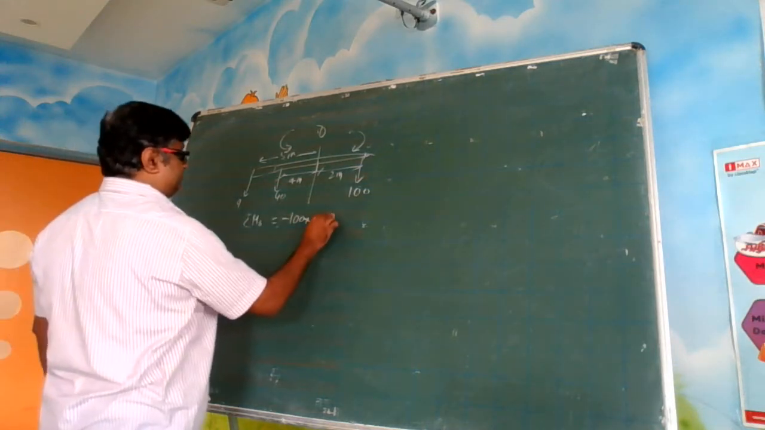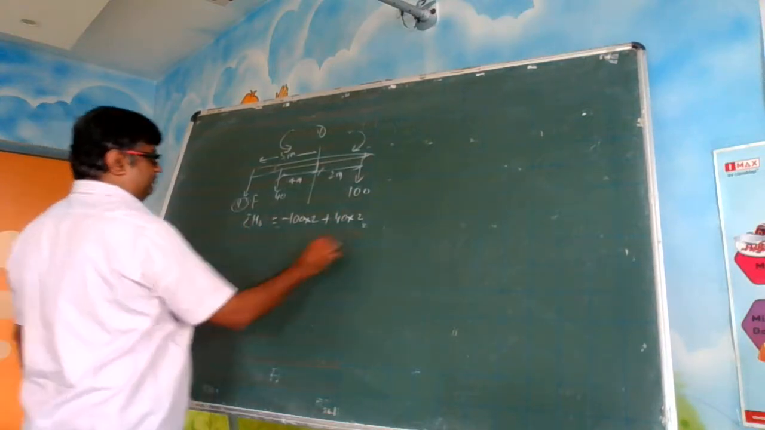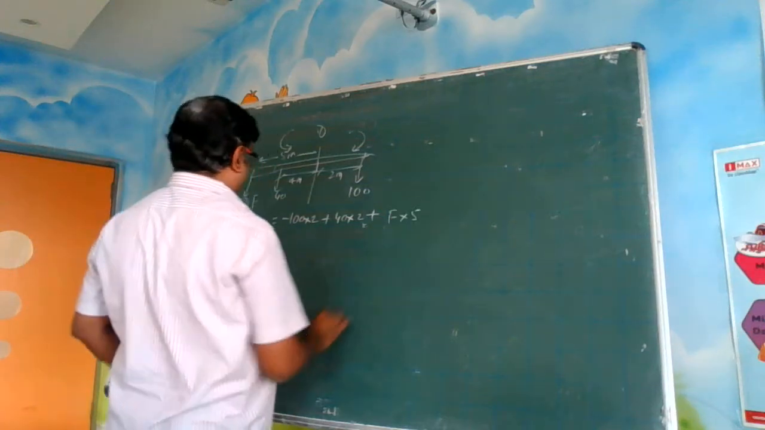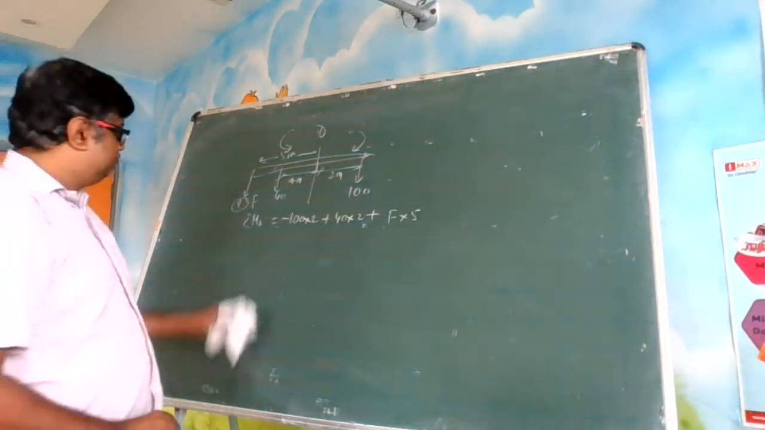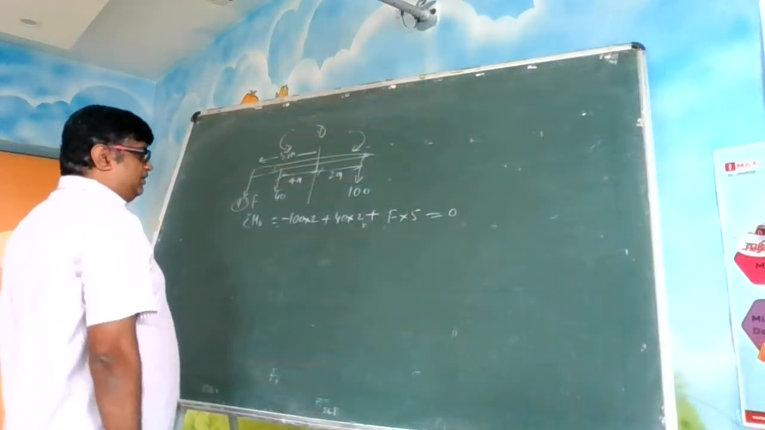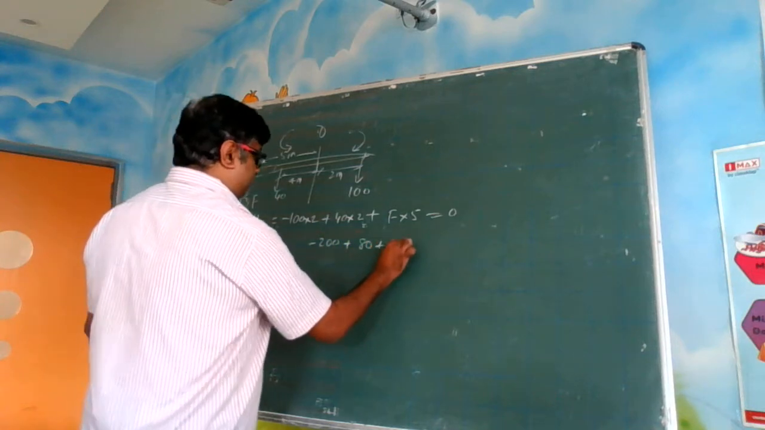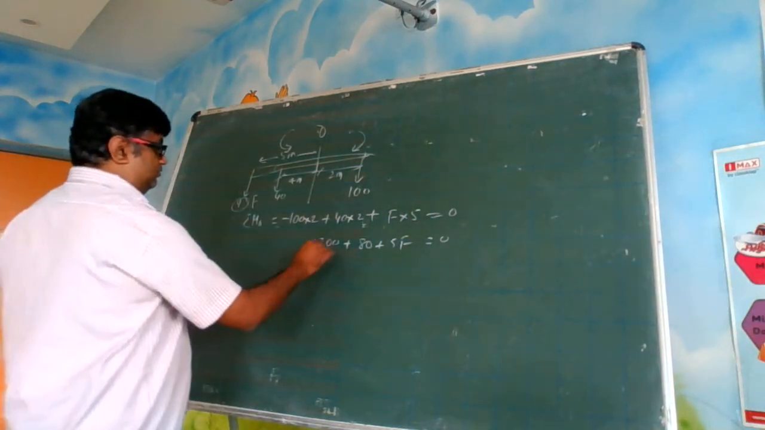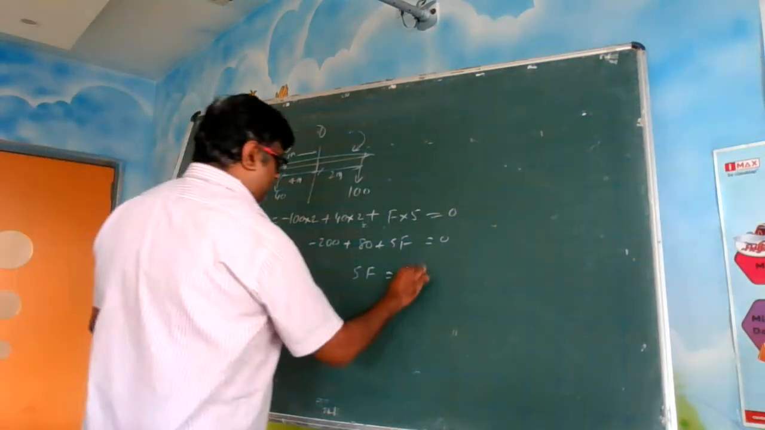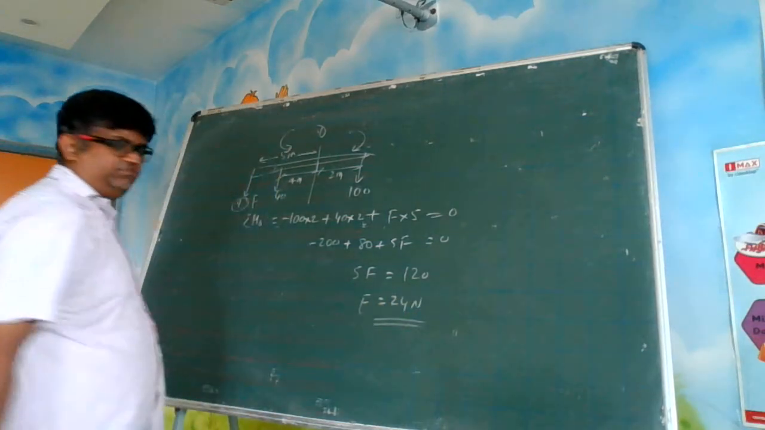and this is plus 40 into 2, and this is some unknown force, let us say F. So F into 5. This should be in rotational equilibrium, so sigma MO must be equal to 0. From here you can find the unknown value. So this is minus 200, this is 80, this is 5F, equal to 0. So if it goes that side, 5F is equal to 120, F should be equal to 24 Newton. What is the meaning of this?